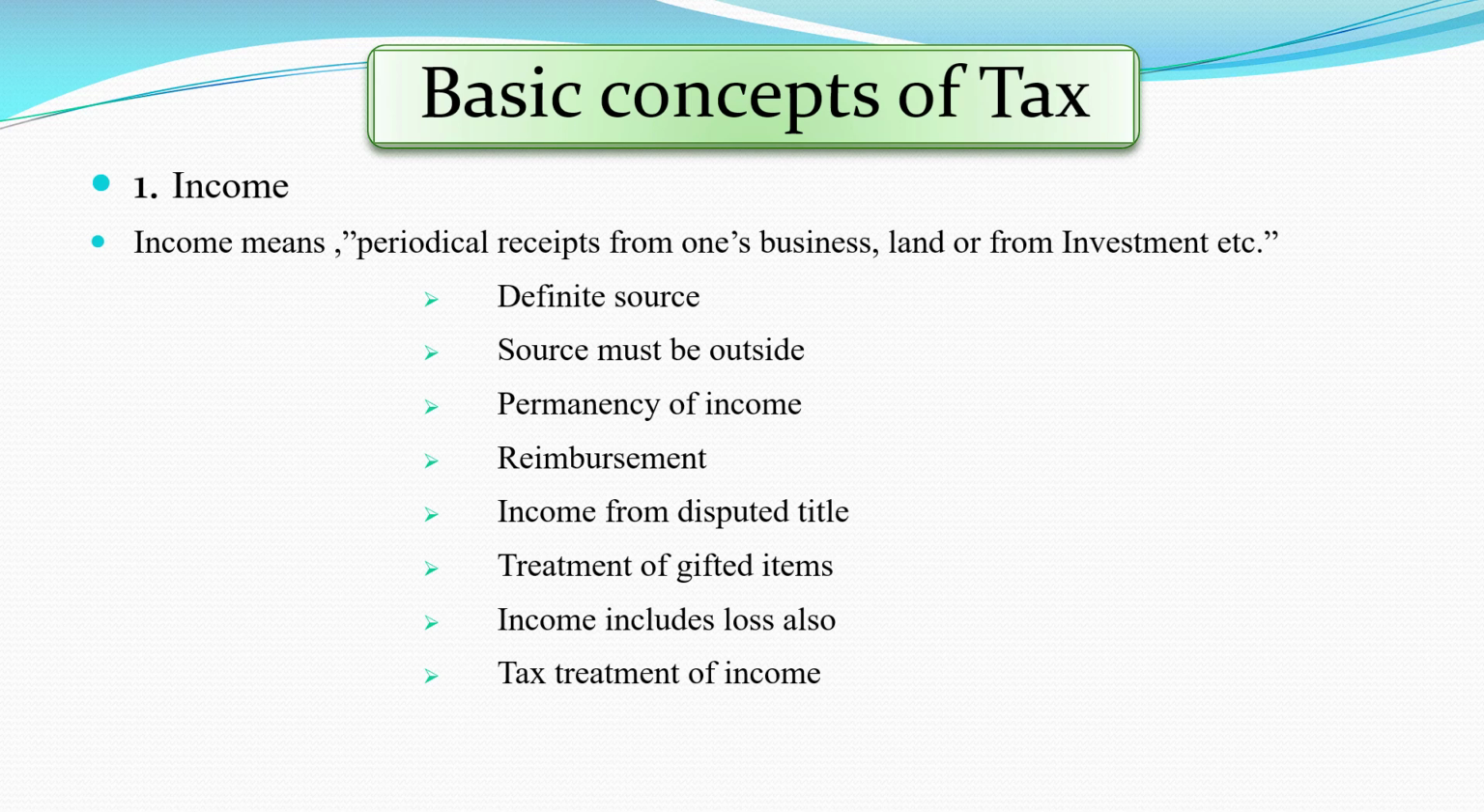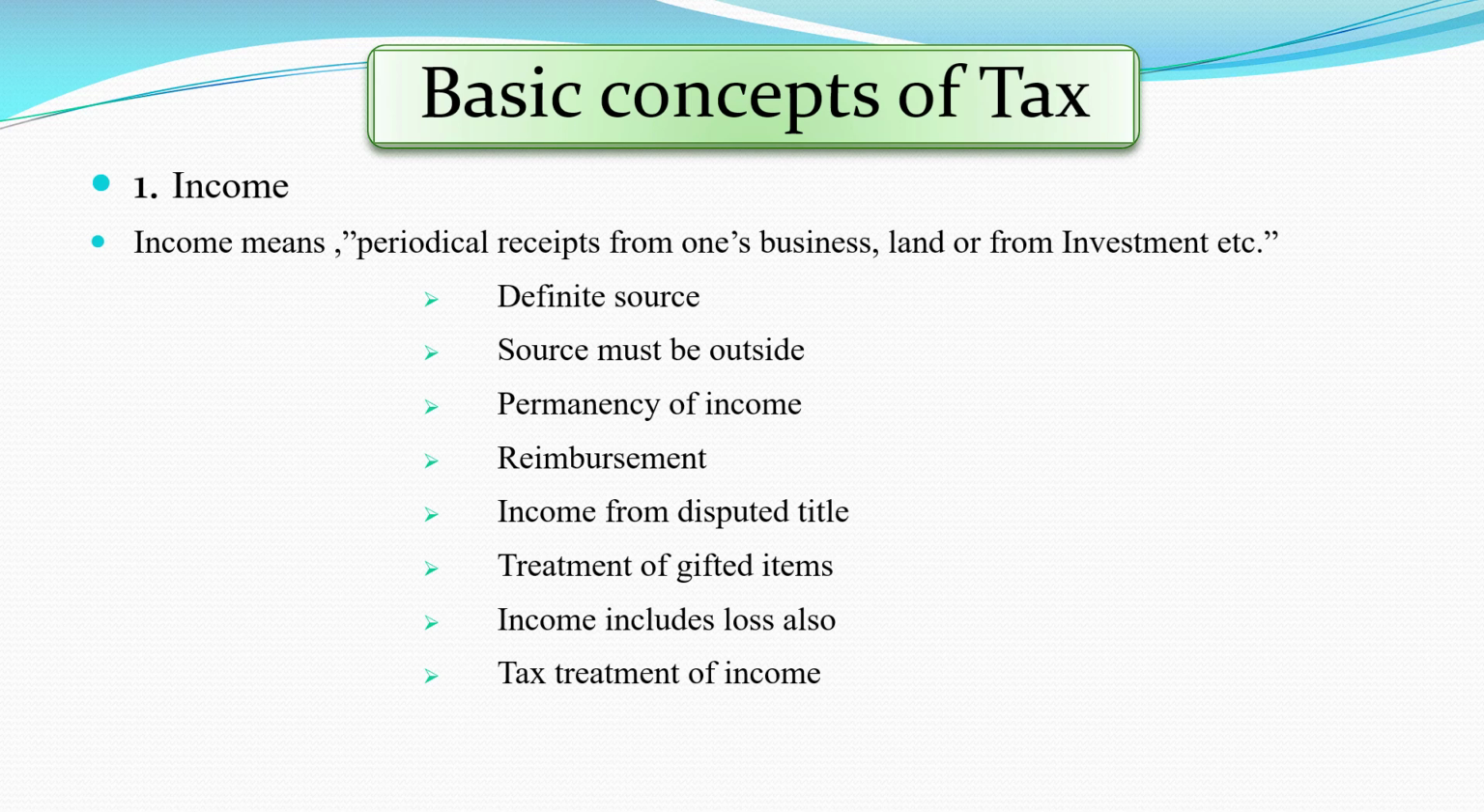The permanency of income: the income may be permanent or may not be permanent. Temporary income will also be included under the definition of income. If we are reimbursing any amount, that will also be part of the income. Income from the disputed title: in the case of a disputed title, the person who is receiving the income from that disputed title will be the person who is liable to pay the tax on that particular disputed title.